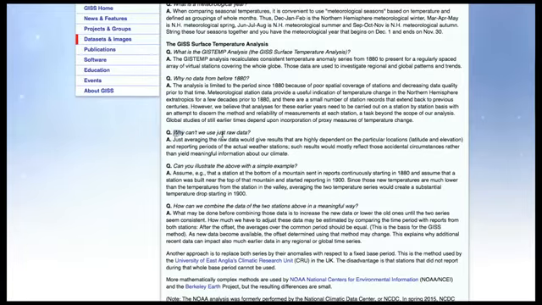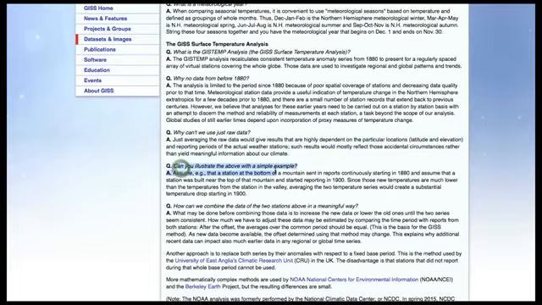But how about, why can't we just use the raw data? I mean, we have raw data from all these weather stations. Why do we need to calculate anything? Why don't we just add them together and average them out? Just averaging the raw data would give results that are highly dependent on the particular location's latitude and elevation and reporting periods of the actual weather stations. Such results would mostly reflect those accidental circumstances rather than yield meaningful information about our climate.